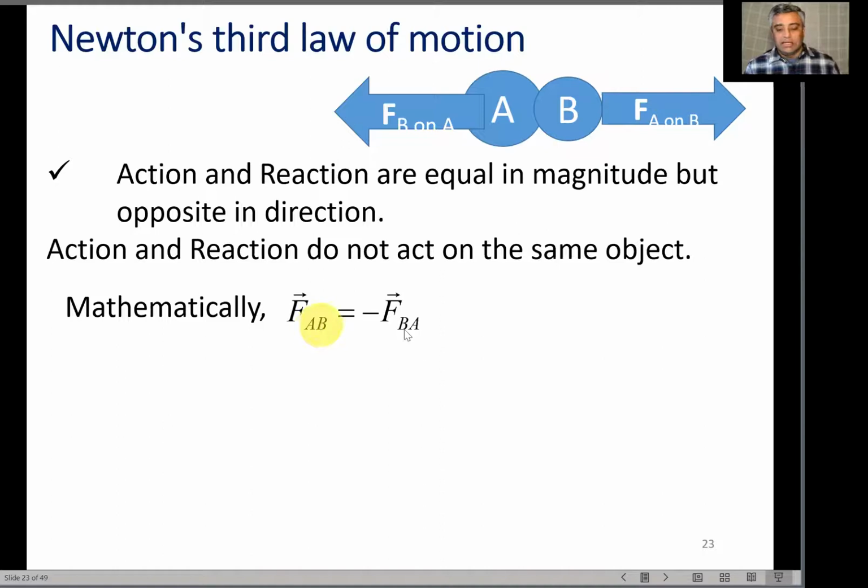And in this F_AB, F_BA, by writing those subscripts, I'm trying to emphasize the fact that they are acting on two different objects. Okay, so all the information is right there in this equation. Whenever you see action, there has to be reaction. And that's Newton's third law.